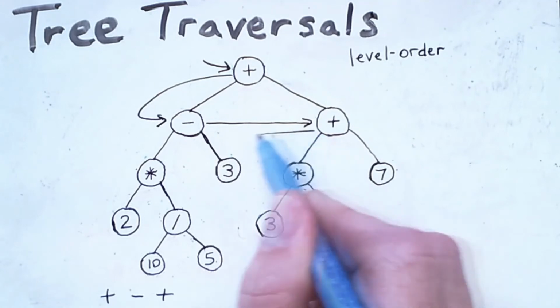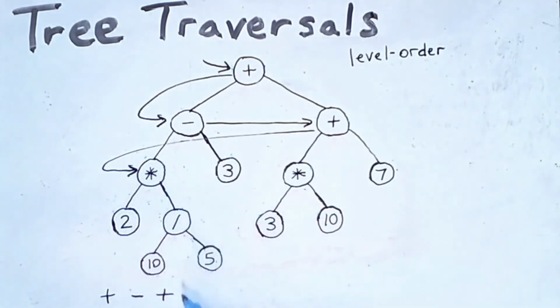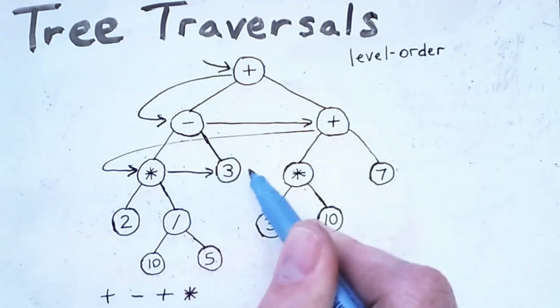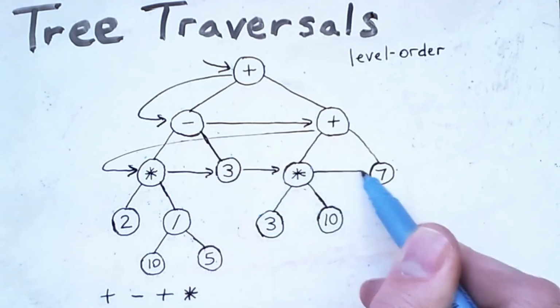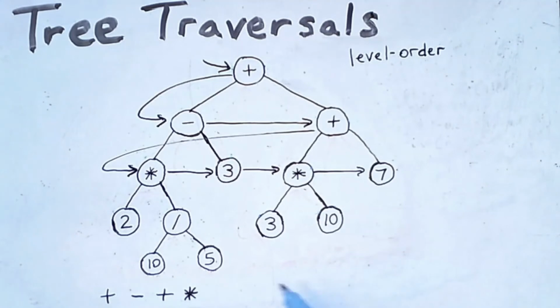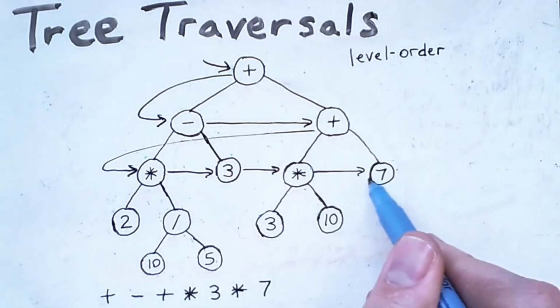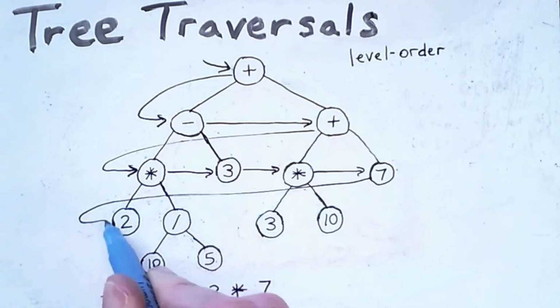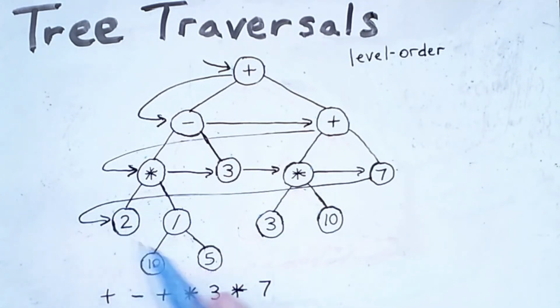And then I would do everything in the level beneath that. And so from here, I would go to that multiply, and then the 3, and the multiply, and then the 7. So everything in that order. Now the next level. So from here, the first thing on that level is the 2. So we would have 2, then a division, then a 3, then a 10.